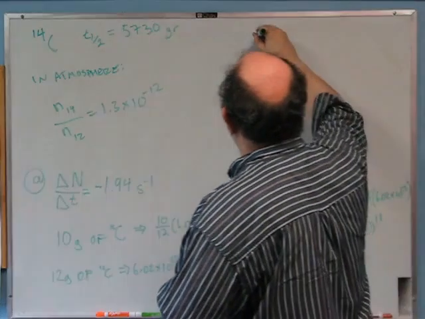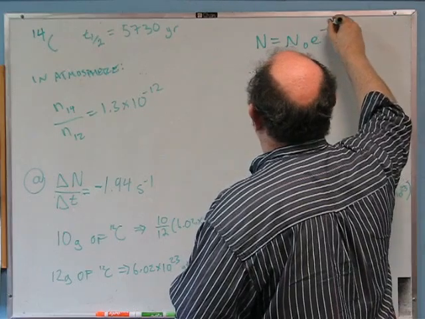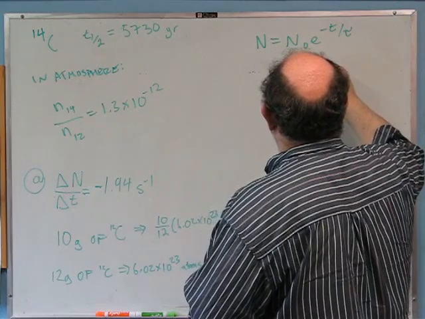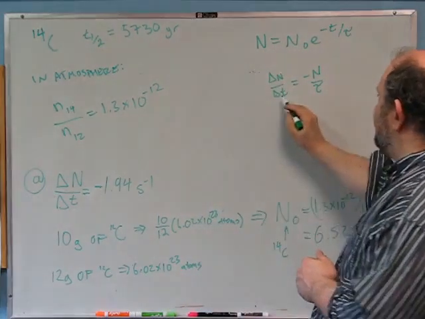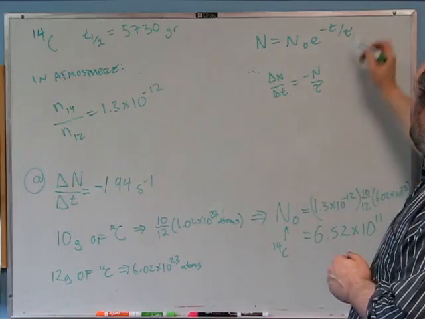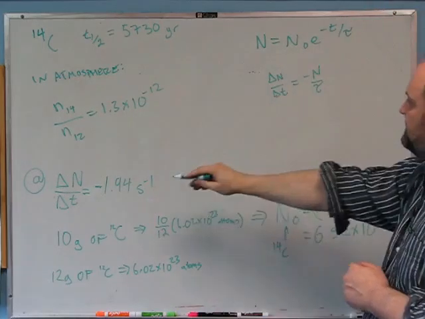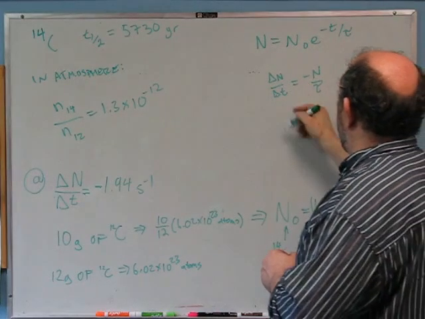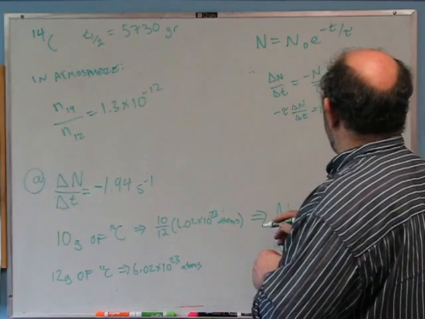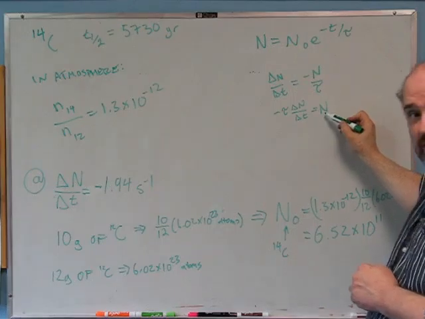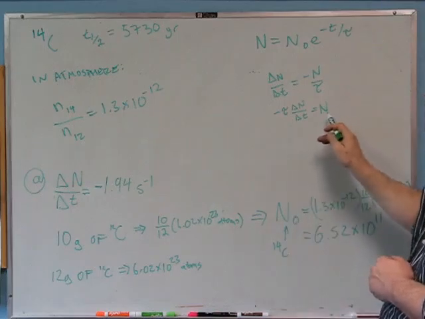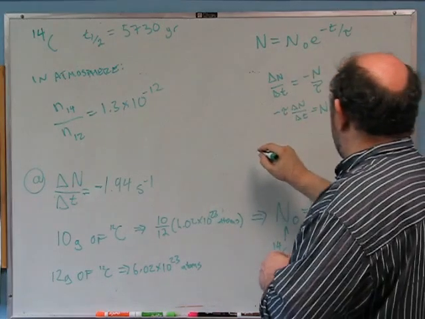So the two things we have to work with are, first of all, this. N is N0 e to the minus t over tau. We also know that delta N by delta t is equal to minus N over tau. And hey, look, this delta N over delta t, that's exactly what we have over here. What we're looking for is t. So I can put these two things together just to get that. If I multiply both sides by minus tau, delta N by delta t is equal to N. So that allows me to figure out what number of carbon-14s I have right now in order to get this decay rate. That's good. I could calculate that N, but I'm just going to leave it symbolic for now. I'm going to put that N up here.